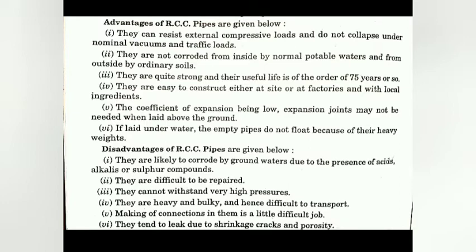When we compare with the steel and cast iron, these have an intermediate life of around 75 years, that will be enough for us when we consider the design period for distribution supplies. Fourth point, they are easy to construct either at site or at factories and with the local ingredients. So the materials that are used for this manufacture are not costly. They are easily available also. So they have a flexibility. Either we can construct them at the site or in the factories. They are giving both the flexibilities.